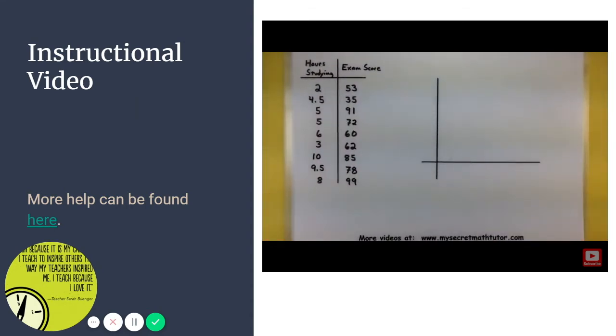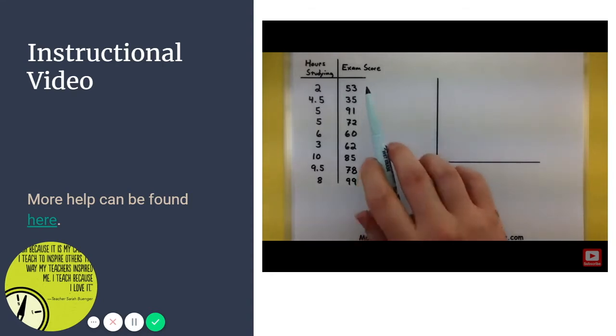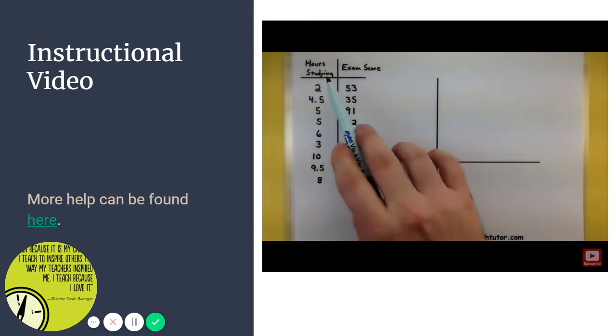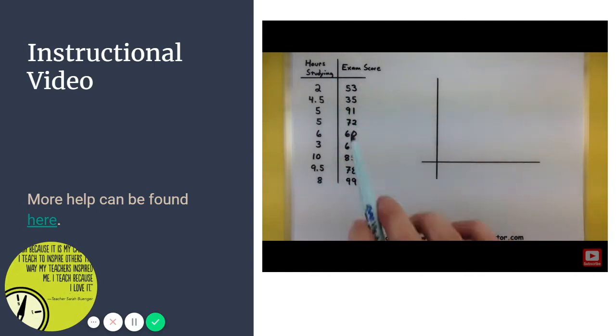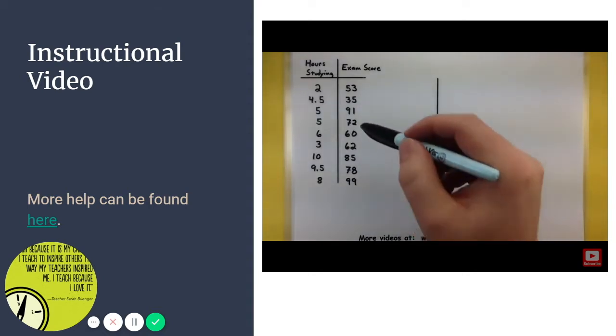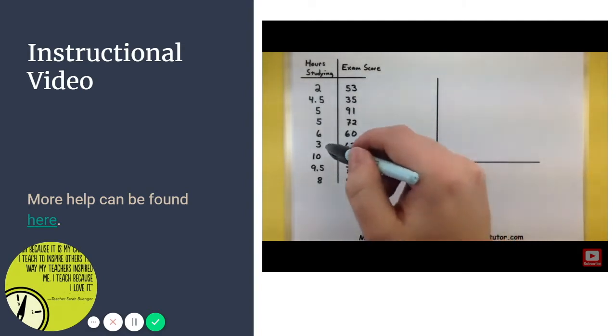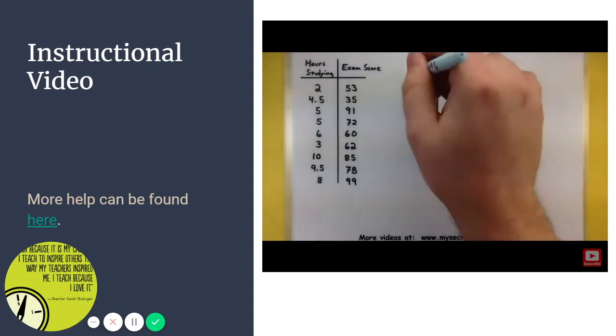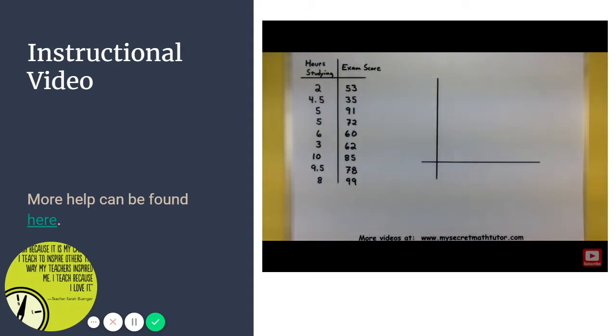So we want to create a scatter plot for the following data. This table just represents the hours of studying and a particular exam score that some students had. Which one of these would depend on the other one? Well, we would think that whatever exam score they got probably depended on the hours of studying. So we will say that the hours of study are independent and the exam scores are dependent.